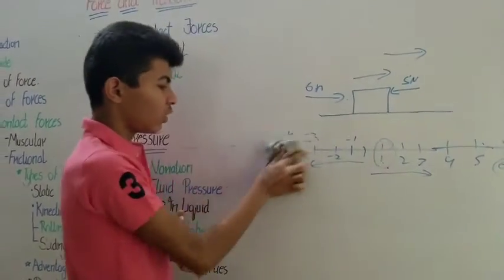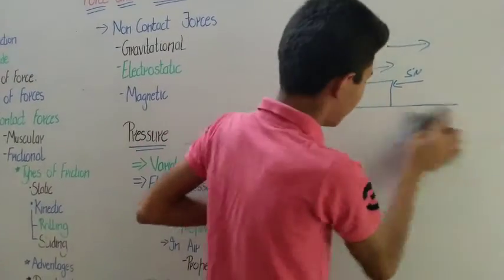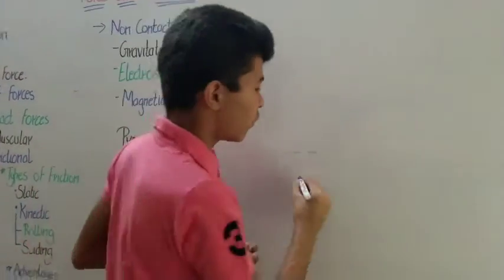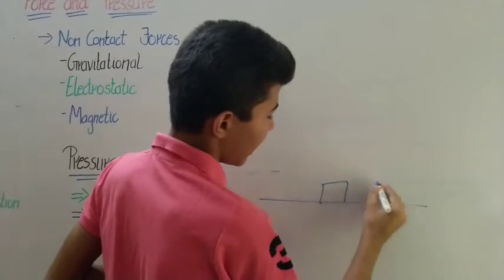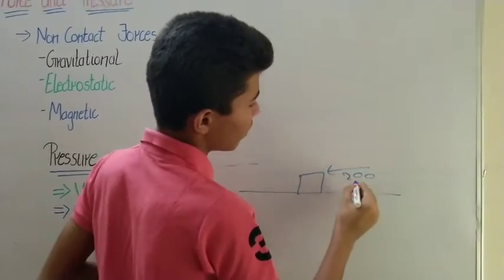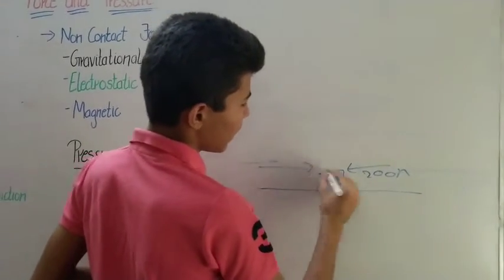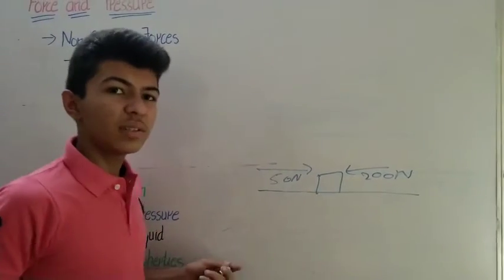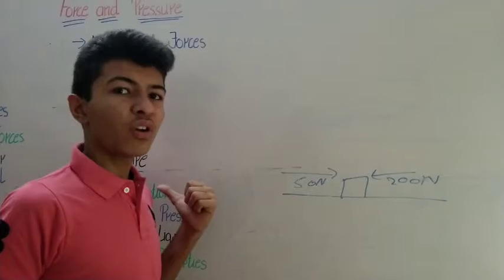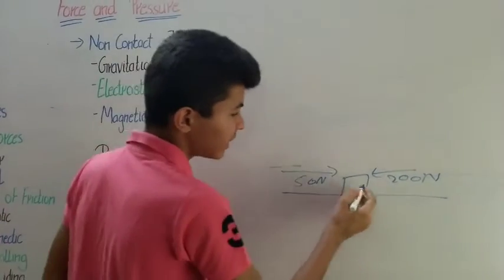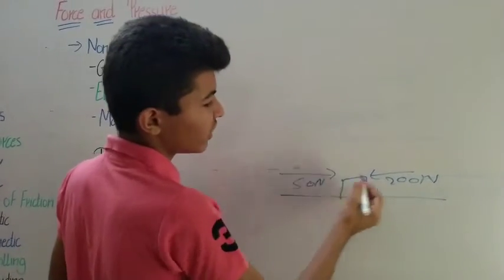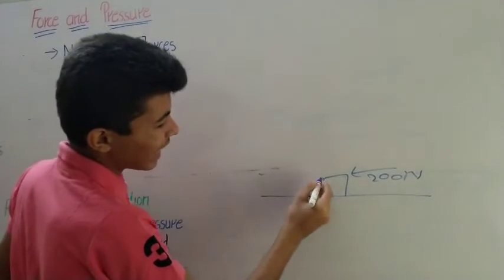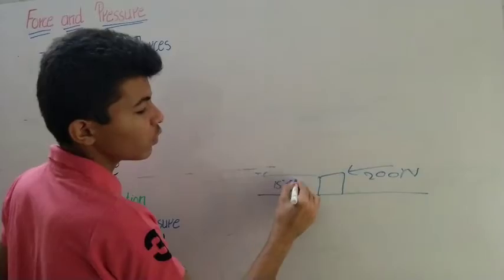Let's take another scenario for understanding it better. If I have a block and 200 newtons is applied on one side, and on the other side I apply 50 newtons, then the magnitude of the force is greater in this direction, because 200 minus 50 is greater. So the block will move in this direction with 150 newtons.